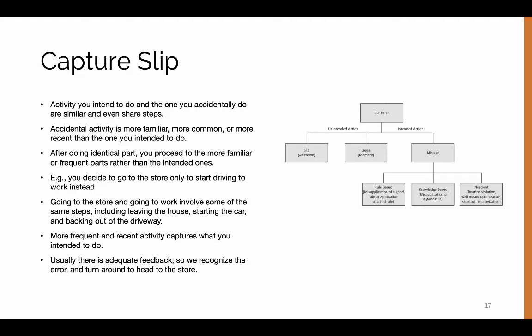Here's what happened. Basically, the more frequent and recent activity of going to the university has captured what I intended to do, which is to go to the grocery store. They shared a couple steps. Once I started executing those couple steps, getting in my car, backing up, driving down the road, I went on autopilot basically and did the most frequent route that I usually do, which is to the university when I should have gone to the grocery store. That is a capture slip. You meant to do one thing, but you ended up doing something else that you do more often. That's a capture slip.